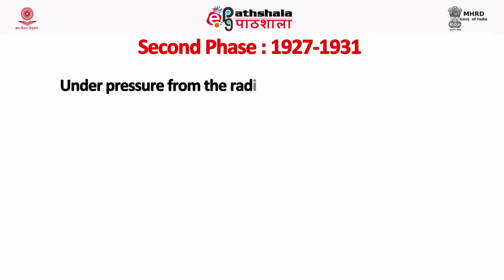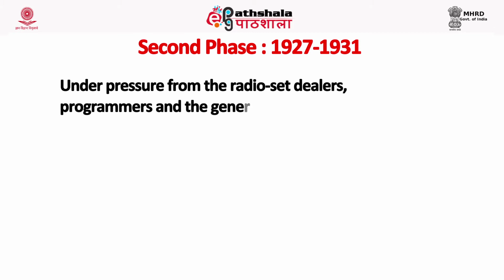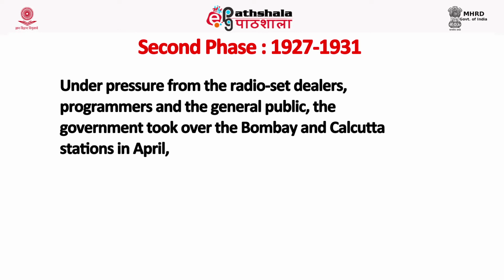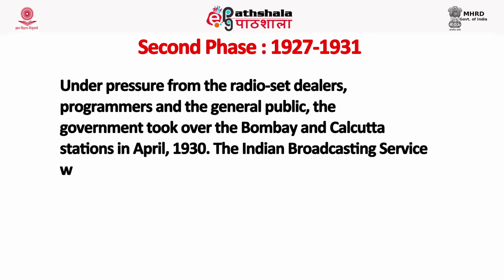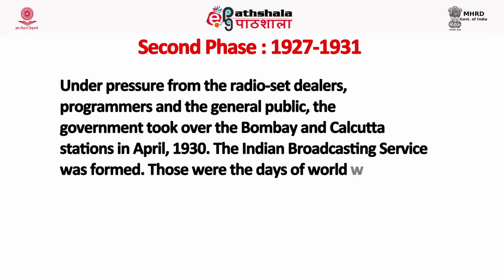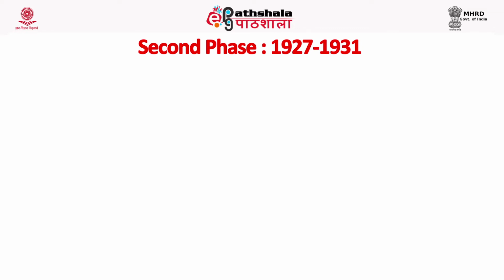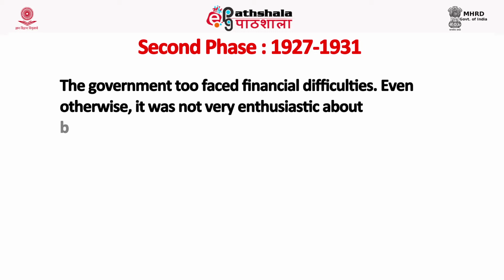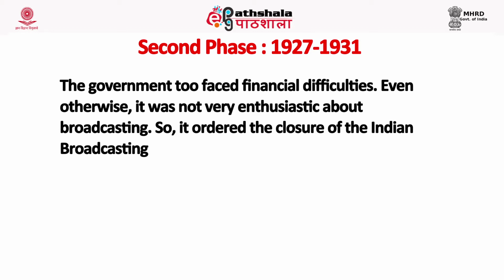Under pressure from the radio set dealers, programmers and the general public, the government took over the Bombay and Calcutta stations in April 1930. The Indian Broadcasting Service was formed. Those were the days of worldwide depression. The government too faced financial difficulties. Even otherwise, it was not very enthusiastic about broadcasting. So, it ordered the closure of Indian Broadcasting Service on October 10th, 1931.